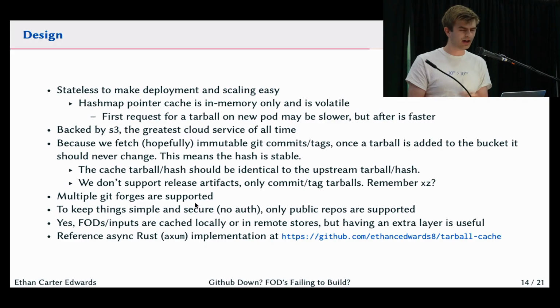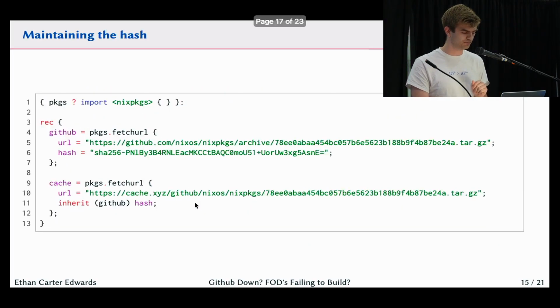A lot of people have asked me: fixed output derivations are stored locally, they're cached, so why do we need this? Yeah, that's true, but an extra layer of caching is nice. Sometimes fixed output derivations don't substitute correctly from your remote store, so this extra layer is useful. And I have a reference implementation here on GitHub. Feel free to take a look. It's written in Rust. It's kind of bare bones, but we'll talk about it later.